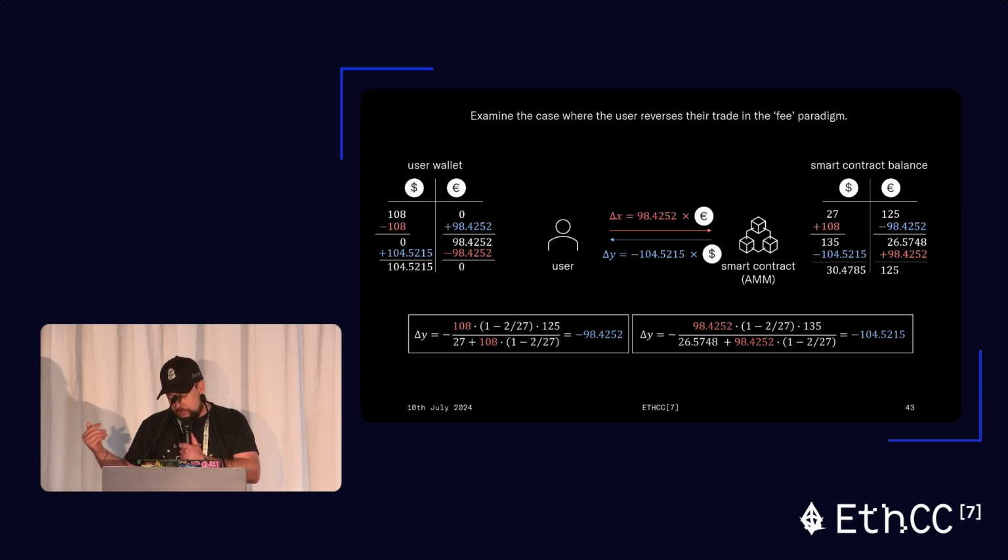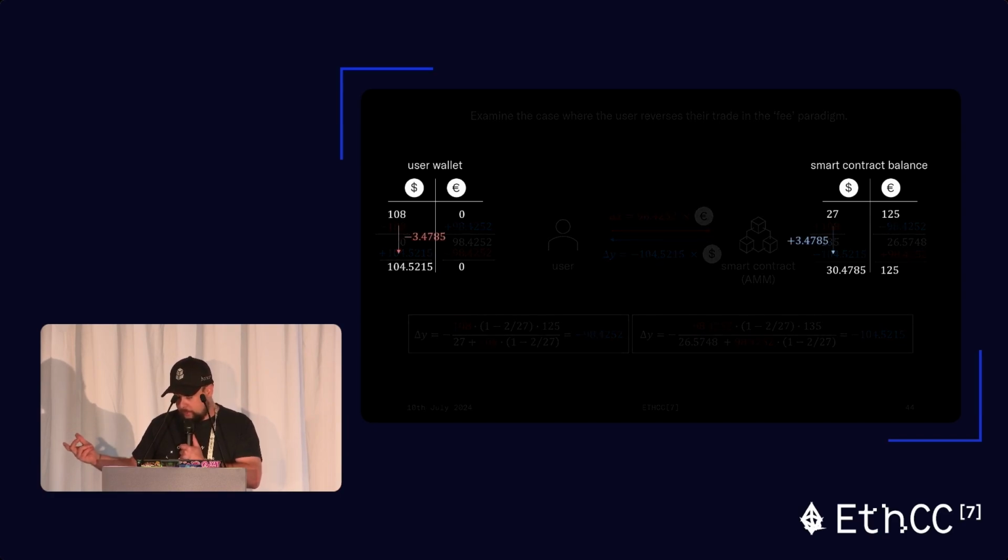If we reverse one of these trades, you can see that all I've done is I've taken the user transactions, so swapping first 108 US dollars to 98 euros and then back again. The pool actually ends up with slightly more dollars than it started with, right? It has the same number of euros, right? 125 euros for the smart contract, and the user still has €0 at the end of this process. But the user has lost 3.5 euros in the round trip process, whereas the smart contract has gained exactly that amount. This is much better account keeping.